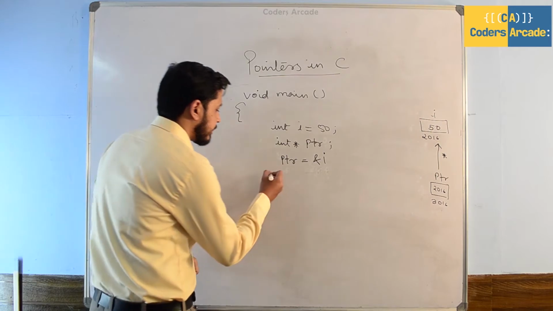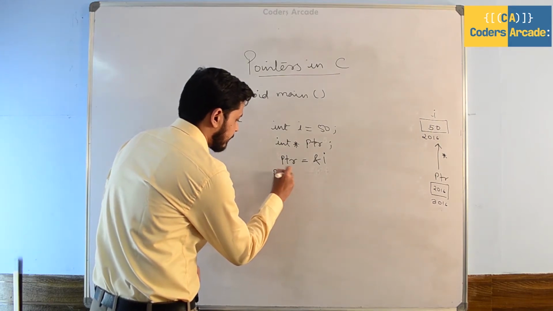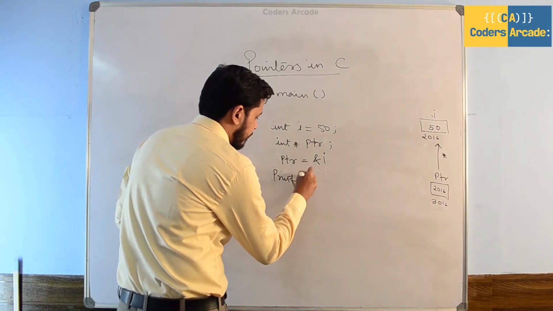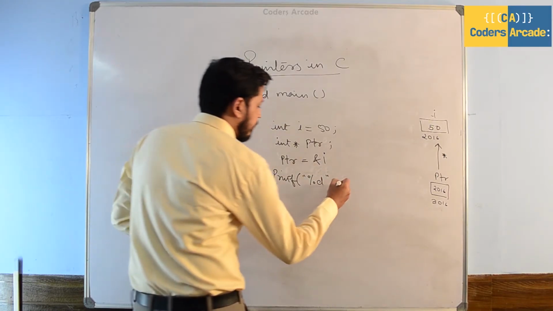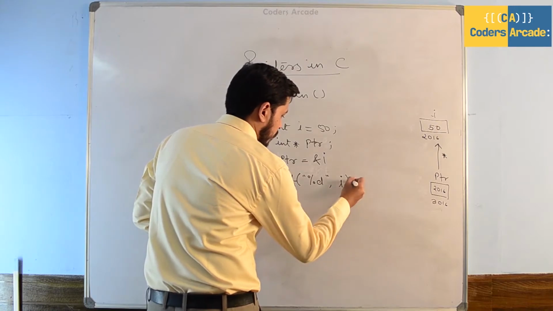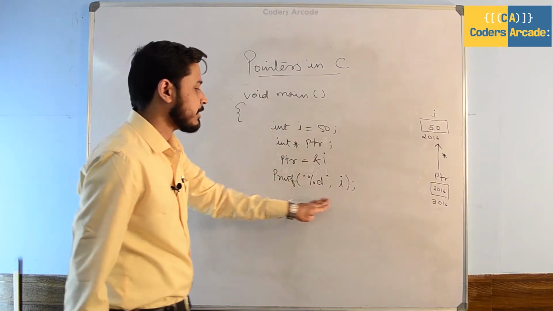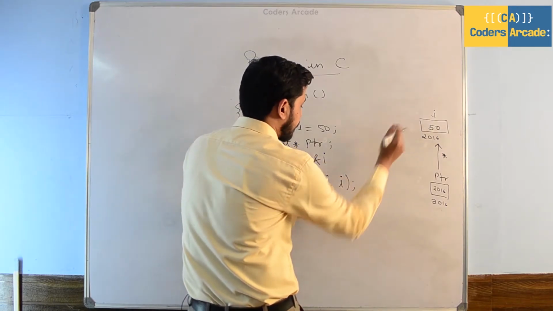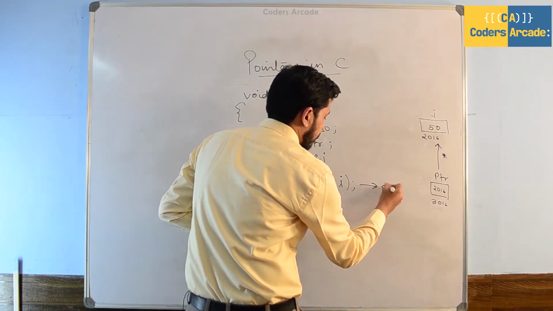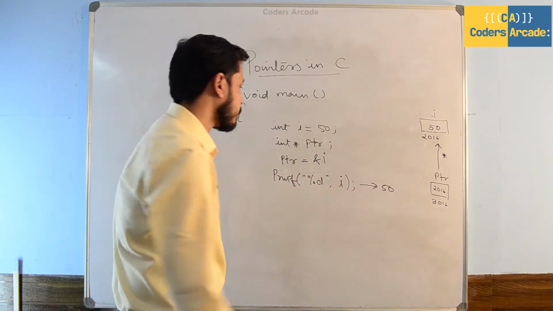Now I'm going to print some things. Let's say printf %d. First I'm going to print, let's say, I. So with this %d I, what will be printed here? The value of I, which is 50, right? This is going to print 50.